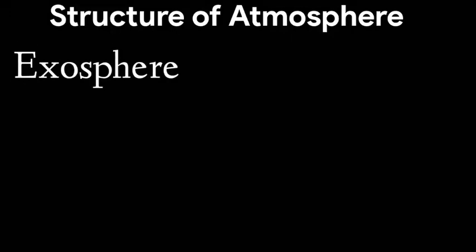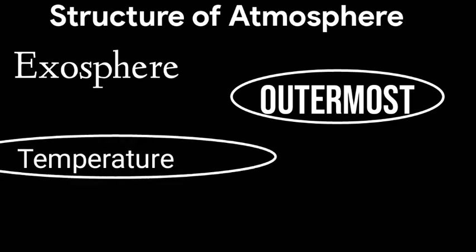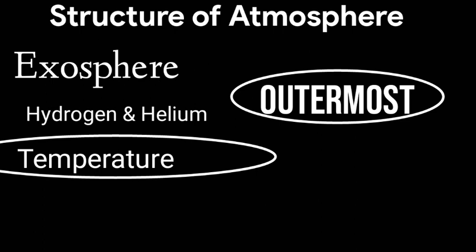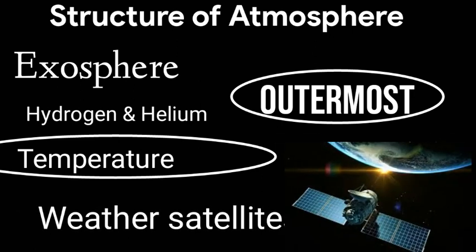Now let us talk about exosphere. It is the outermost layer of the atmosphere which merges with the outer space. In this layer the temperature rises with the height. This layer is made up of light gases such as hydrogen and helium. The weather satellites orbiting the Earth are positioned in this layer only.